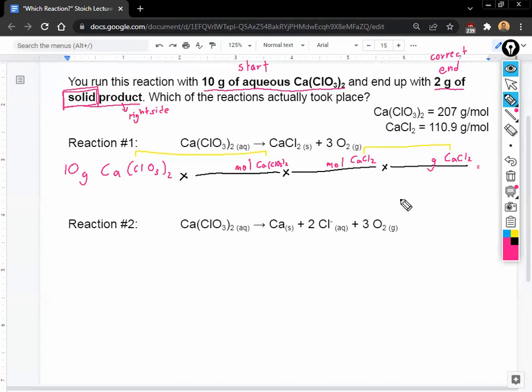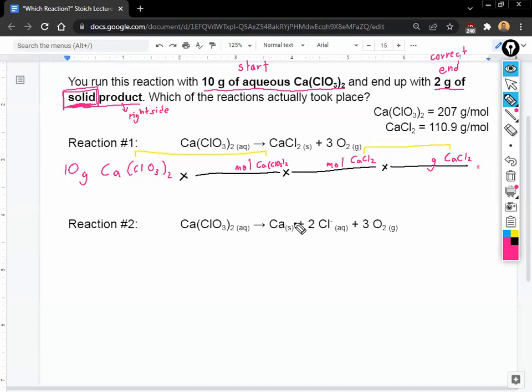And that's pretty much it. From there, it's just regular stoichiometry. We just need to plug in our numbers. And so that's how you figure out what you're looking for in reaction 1. It tells us we have solid product. And so we're going to look for the one with solid.